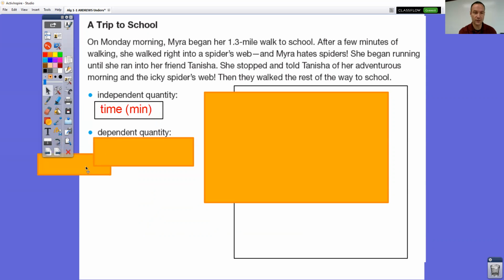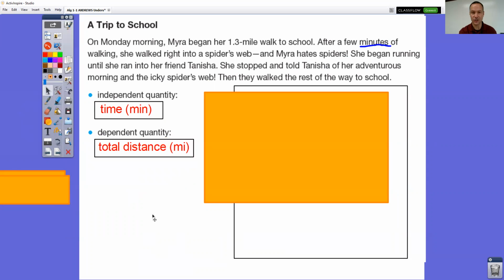So she's walking to school. So time, all right, in minutes. I know it's minutes because it says minutes in the problem. The dependent quantity is the total distance that she's walking, because as time goes by, the distance keeps on increasing.